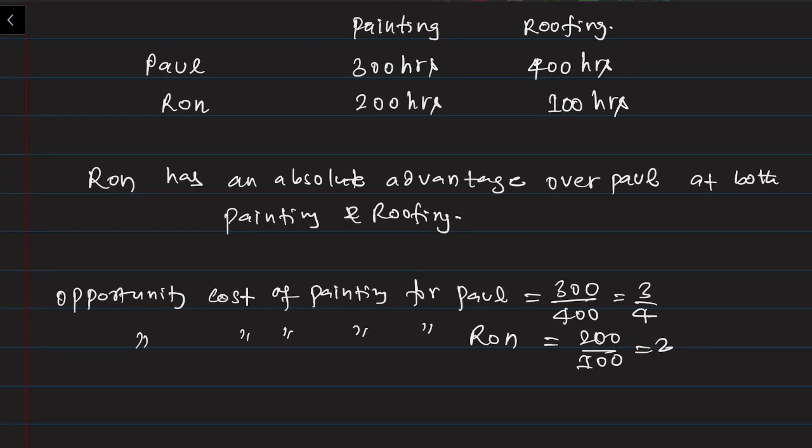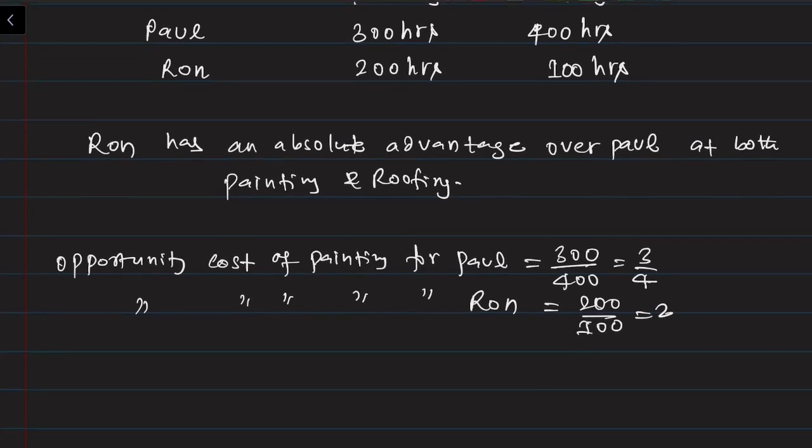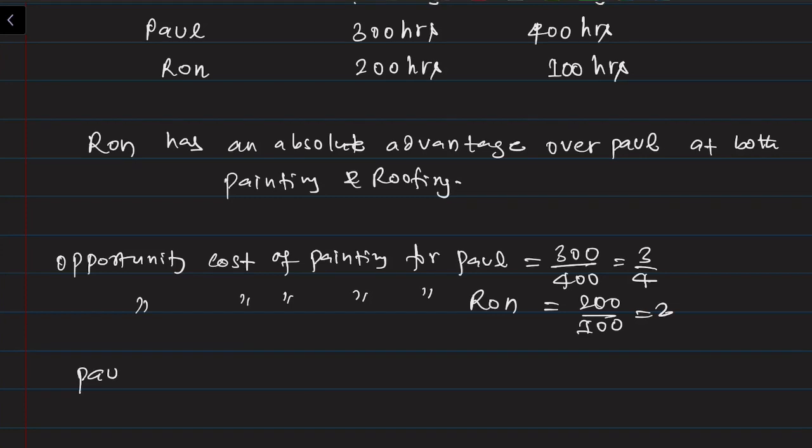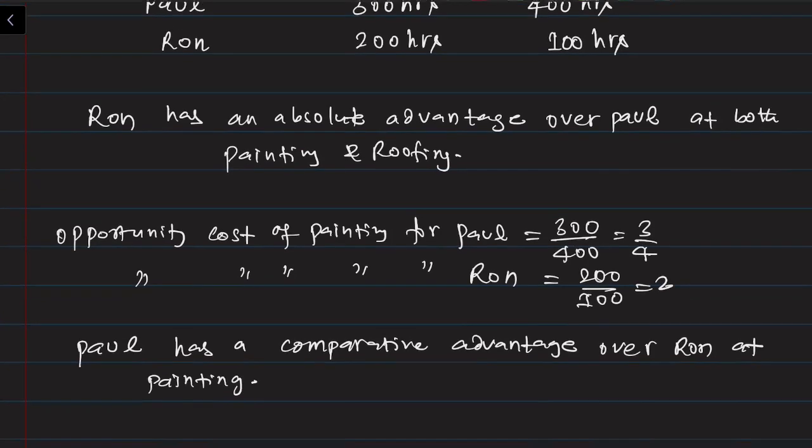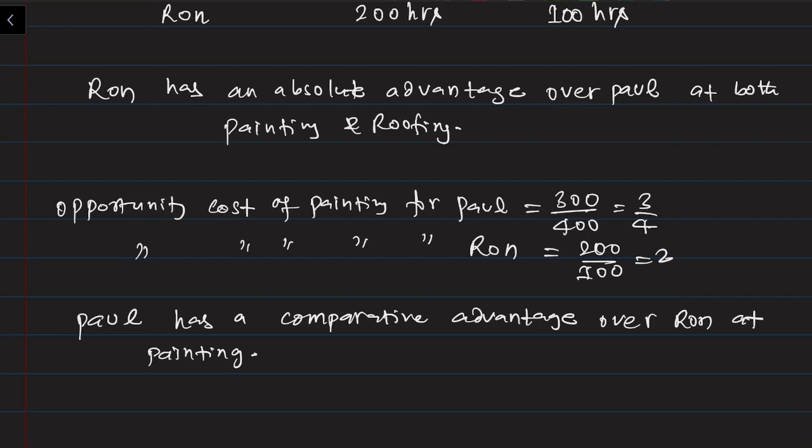So clearly we can see that the opportunity cost of painting for Paul is less than for Ron, which means Paul has a comparative advantage over Ron at painting, right? Which means he is relatively more efficient at painting than Ron is.